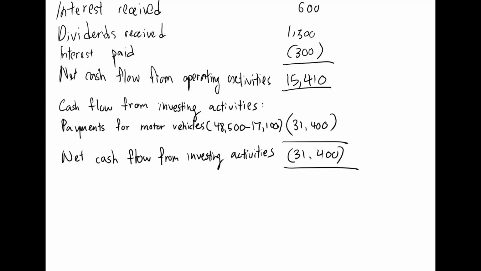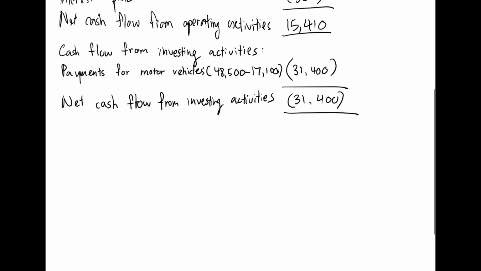Okay, so we are finished with our investing activities. The next thing that we need to do is financing activities. So the first thing you need to write is cash flow from financing activities. Okay, cash flow from financing activities. So for financing activities, you need to look into your non-current liability as well as your equity part.